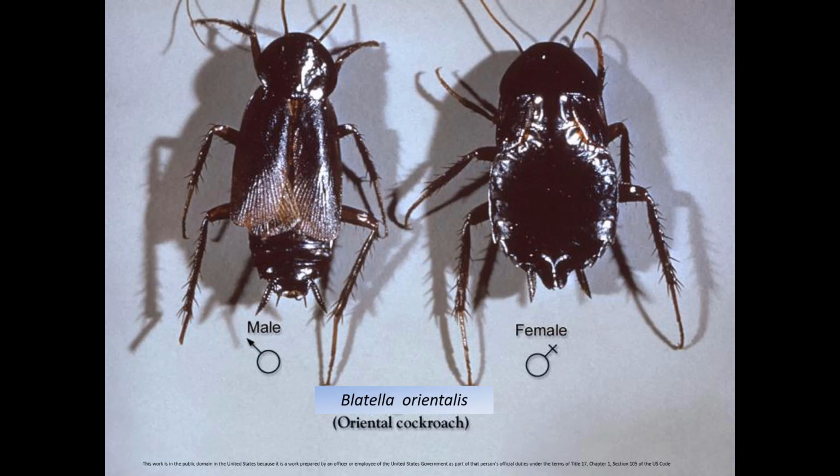The females do not produce a lot of offspring, so unlike the German cockroach, which can produce up to 35,000, the females of the oriental cockroach produce just under 200 offspring in her lifetime. So we don't see nearly as much of an infestation of this type of cockroach as we do the other types.